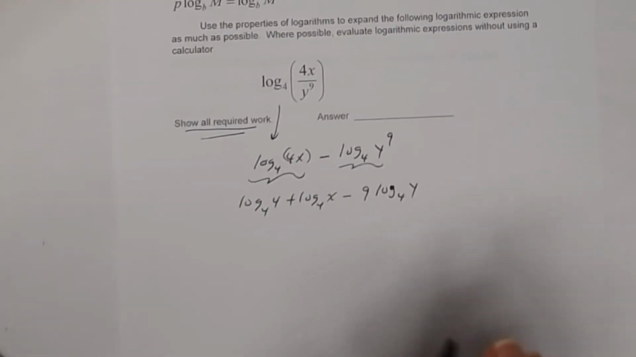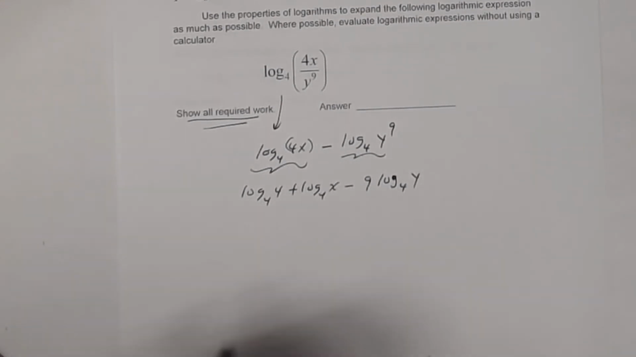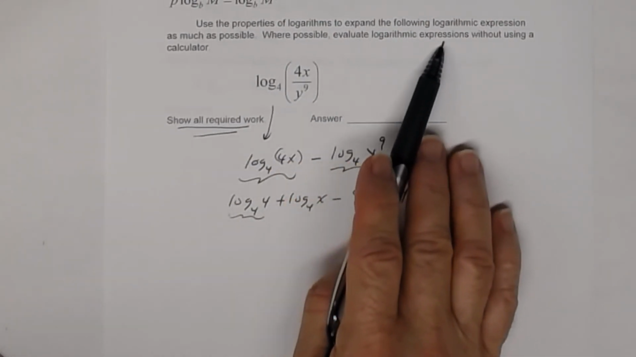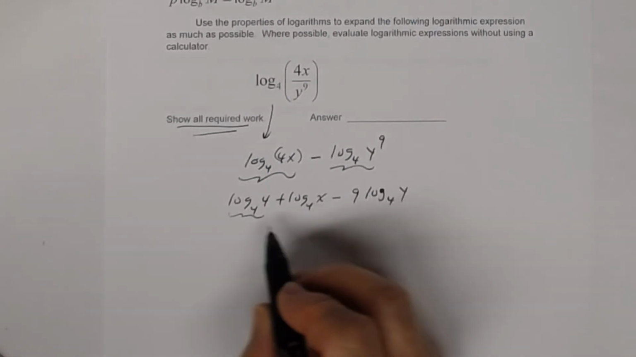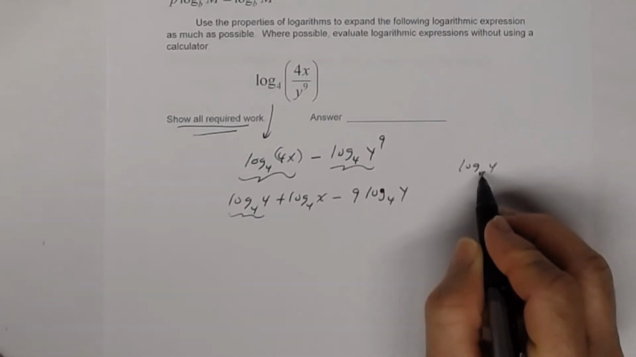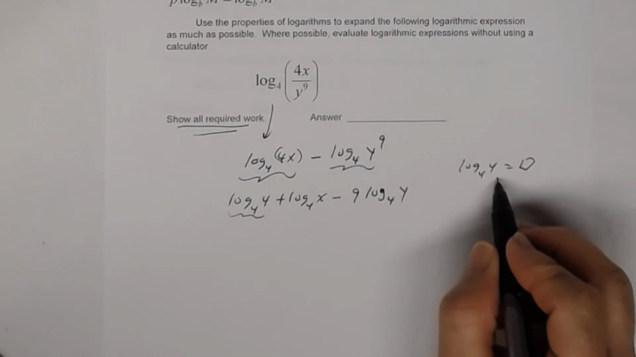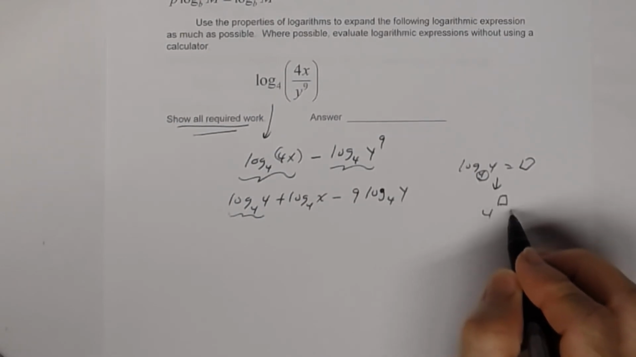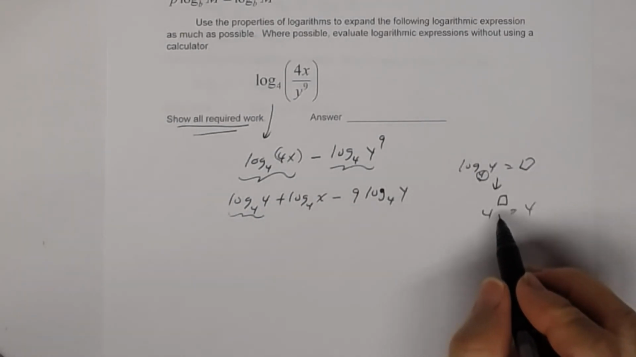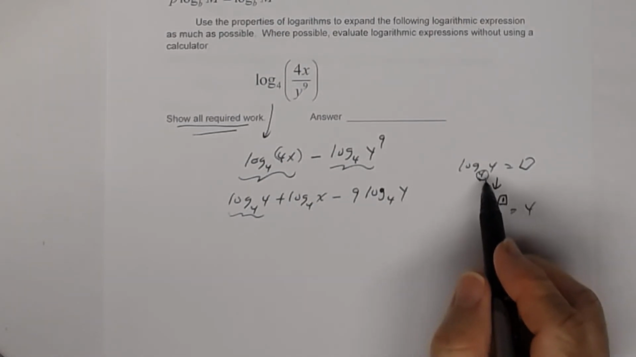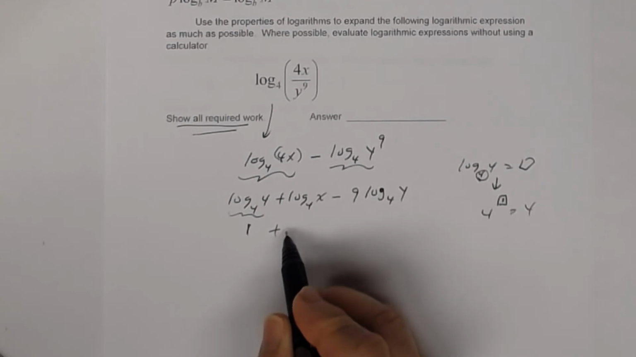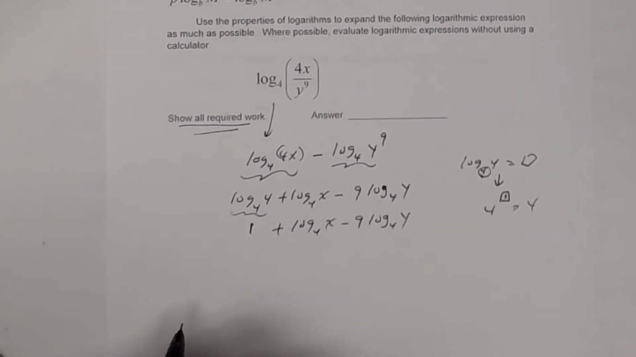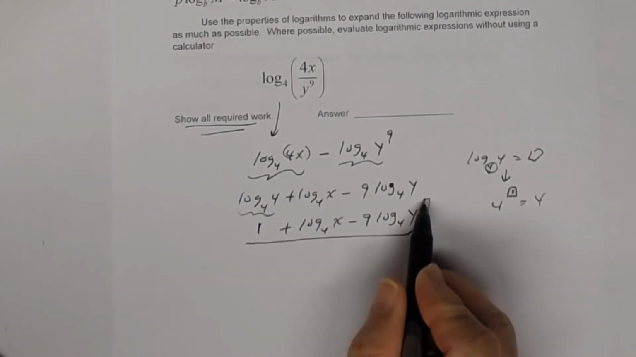And then the next thing to do is to remember, see this right here? I can even write this further. It says, where possible, evaluate logarithmic expressions without using a calculator. So you see that log base 4 of 4? If you change this to an exponential, 4, the base, raised to what power? 4 to what power is the argument, which is 4? Well, 4 to the first is 4, right? So this is 1. So I get 1 plus log base 4 of x minus 9 times log base 4 of y. All right, and that is it.